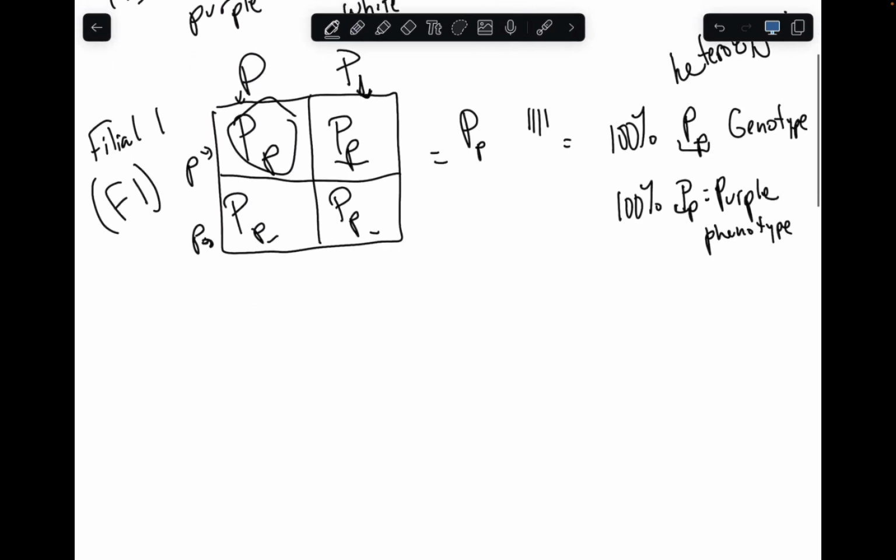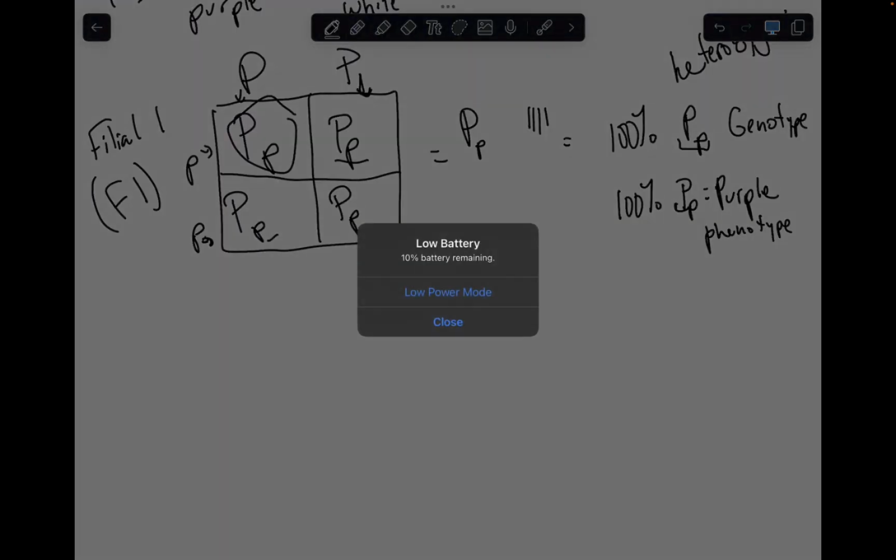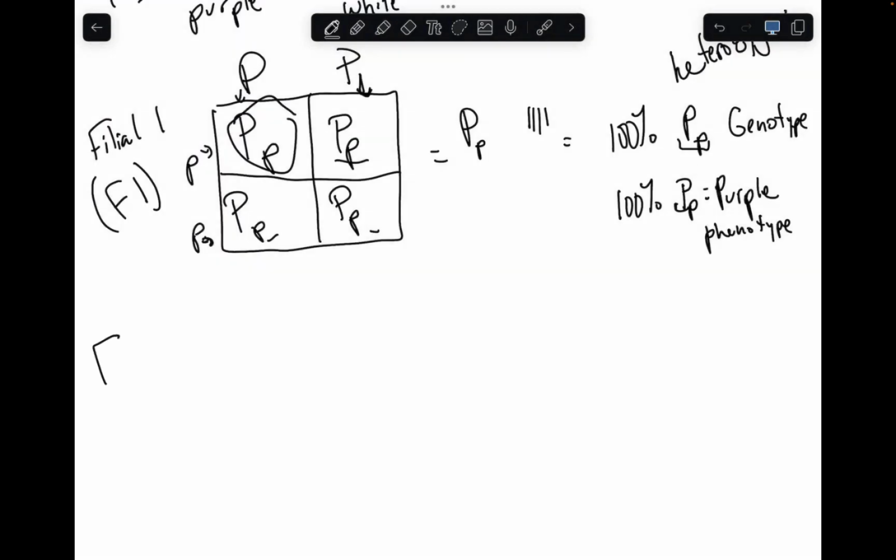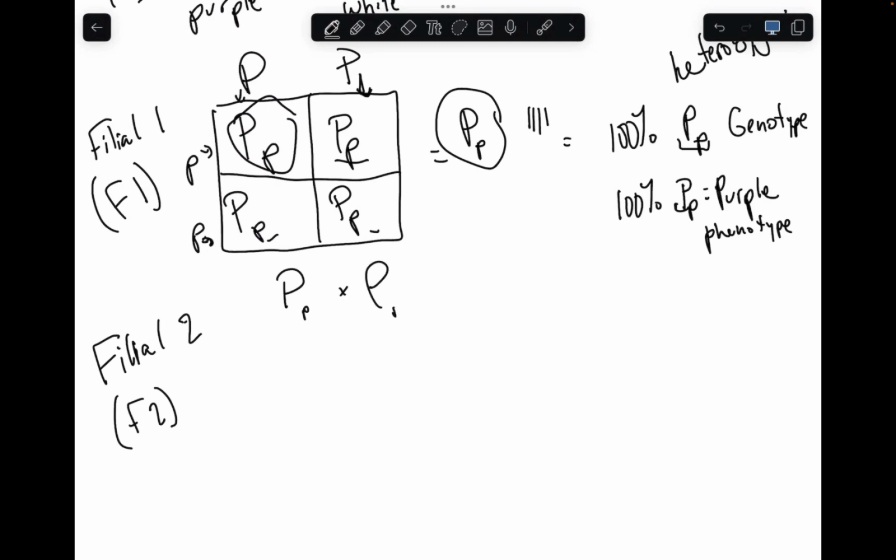But now where it gets interesting is what happens in the next generation, the filial F2, or the F2 generation. So in the F2 generation, you take these heterozygotes and you cross them. Now the way you set up the Punnett square is, right, now you're going to cross a big P little p with another big P little p. So you make your Punnett square big P, little p, big P, little p.